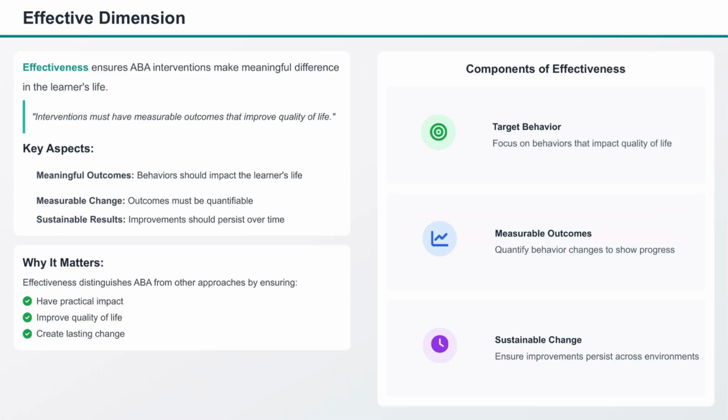Finally, the effective dimension ensures that the interventions we use are making a meaningful difference in a learner's life. The goal of every ABA intervention is to achieve real, measurable change that improves quality of life. This dimension emphasizes that we need to focus on impactful outcomes, whether it's reducing problem behaviors or increasing desired behaviors, and make sure these changes are sustainable and long-lasting.